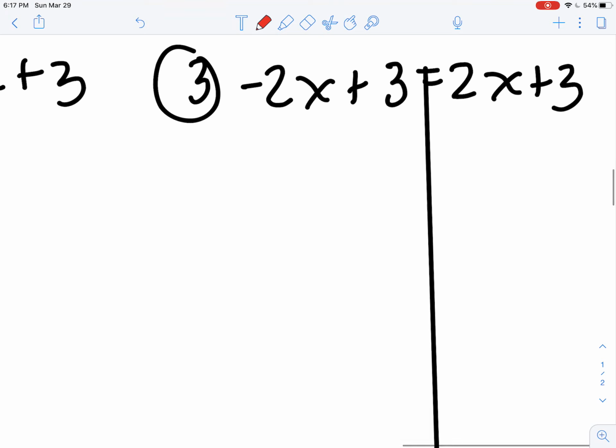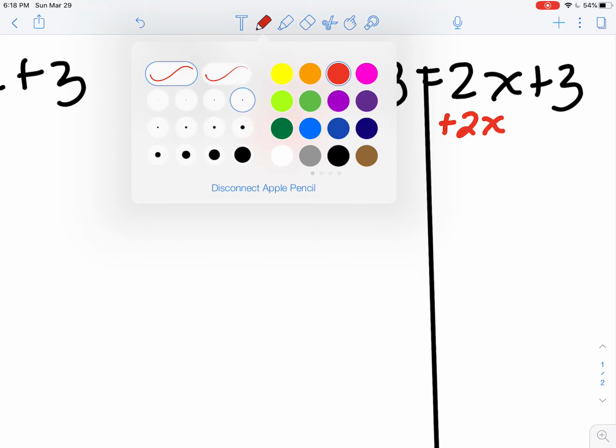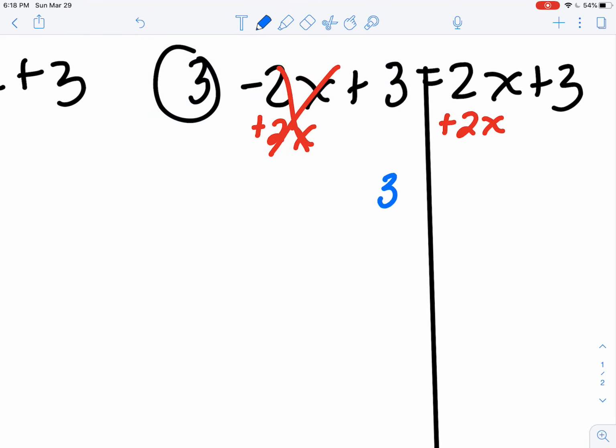Okay. No distributive property, no like terms. I have letters on both sides, so I want to move the smaller of the two. So negative 2x, right here, that one's smaller. So I want to add 2x to both sides. They cancel on the left, and I drop down a positive 3 equals 2x plus 2x is 4x. I'm able to drop down the plus 3.